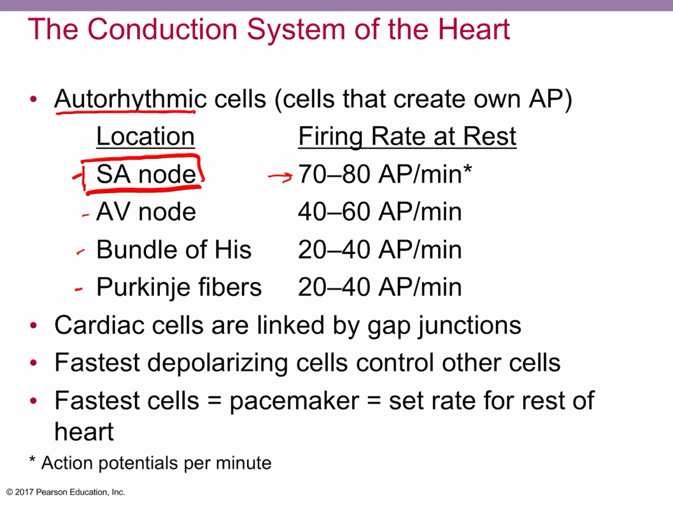If the SA node fails, then other nodes can pick up, and so can the conduction fibers. So the AV node can pick up. It has a slower than normal heartbeat. So if you do have an SA node problem, the AV node takes over and you have a slower than normal heartbeat. And if the AV node also fails, then the bundle of His and Purkinje fibers can also produce a heartbeat, but it's going to be much slower and actually pretty dangerous. But these conduction, these autorhythmic cells can actually create a heartbeat.